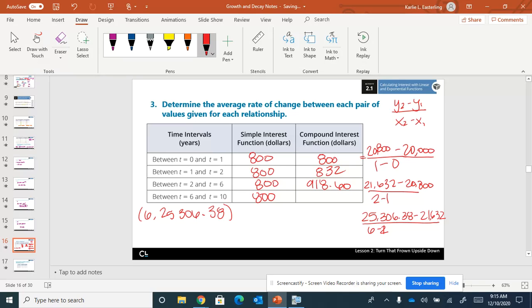And then finally, our last one, you're looking at 10 minus 6. The value that was with 10 was 29,604.89 minus 35. Not 35, sorry, 25. I cannot read today. 25,306.38. And hopefully you got 1,704.63.